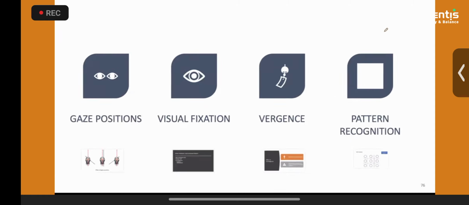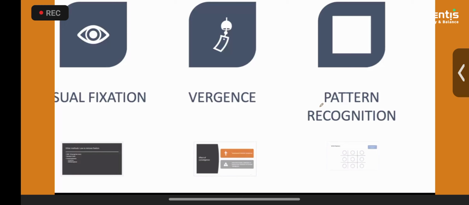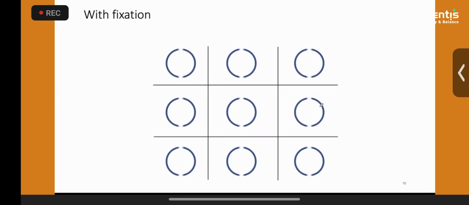Another influencing factor is convergence. The infantile variety of nystagmus gets suppressed by convergence. Then pattern recognition is very important. For example, these are the 9 cardinal gazes, and in this patient, suppose there is no nystagmus. There is no nystagmus.